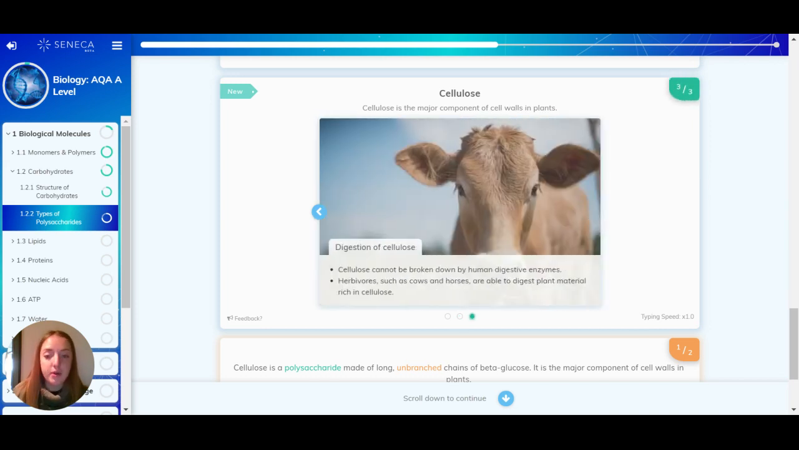Cellulose actually can't be broken down by the human digestive enzymes, but herbivores like cows and horses can digest plant material which is rich in cellulose. So cows are better at eating plants than we are. But we should still be eating plants because they're good for us.